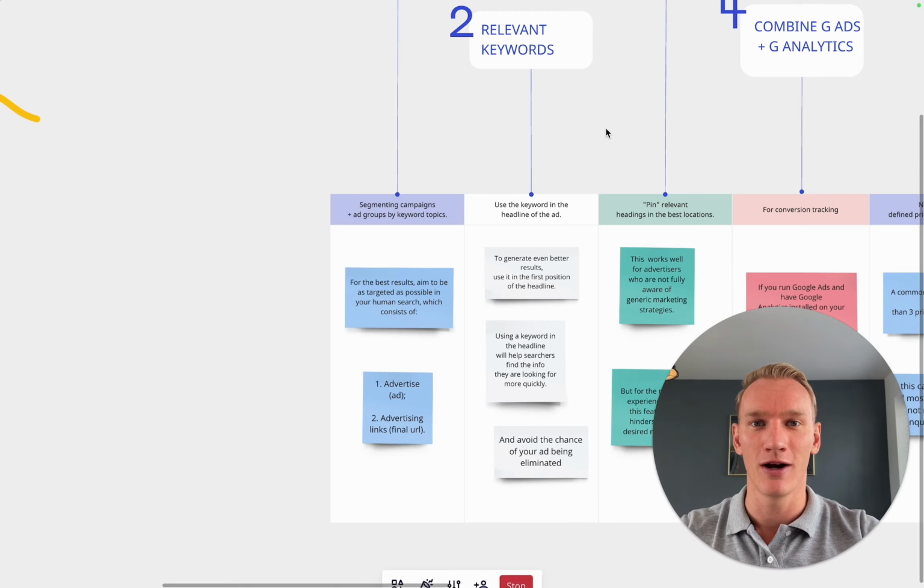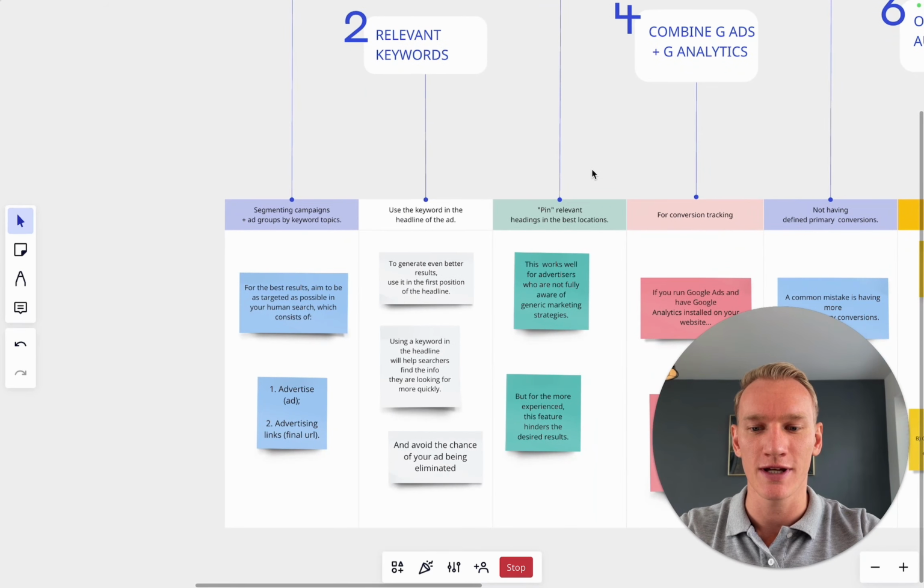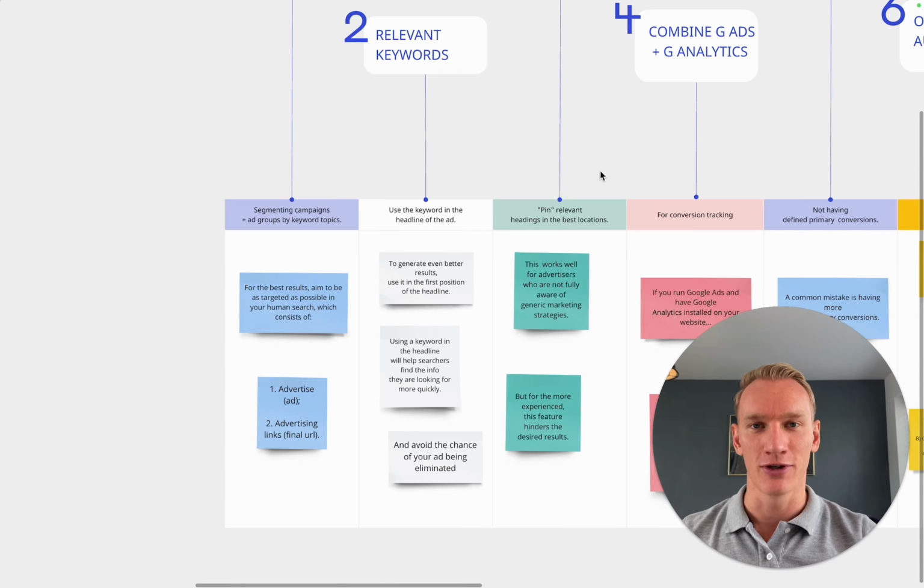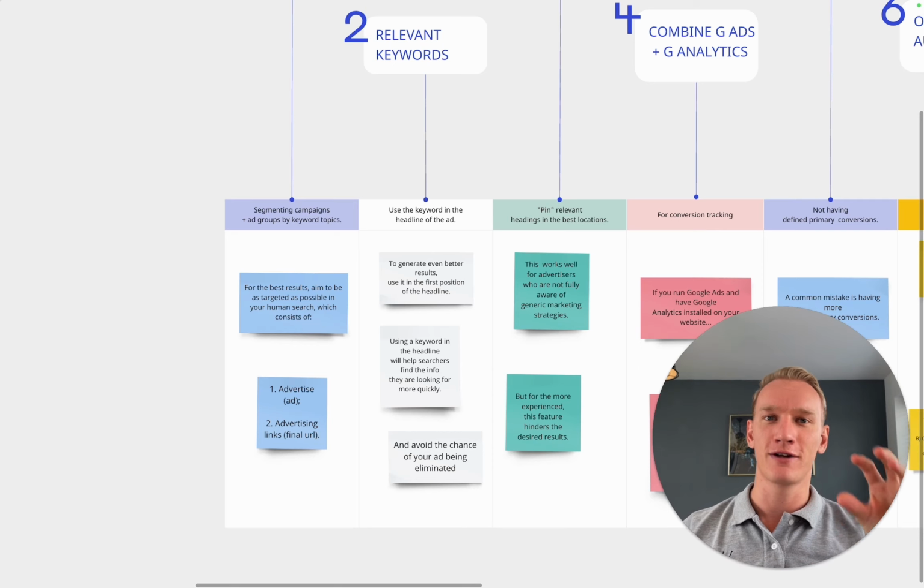All right, there we are in step number 3, pin the relevant headings. So as I just said, you need to implement the keywords in the headings. And the step furthermore in this process is to pin them in a certain way. So this especially works in the beginning if you want to restrict the algorithm while they don't have so much data yet. So in the beginning you can mention the product name or the keyword, and then you can mention some benefits and some features after that.